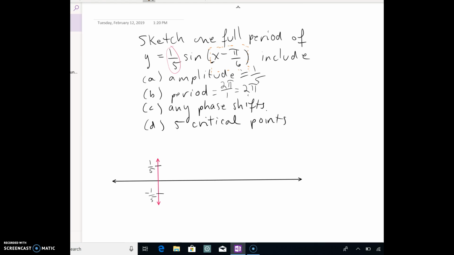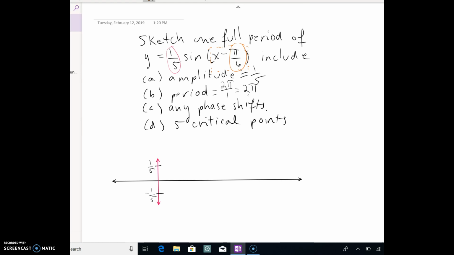So really what we're doing here is instead of starting at 0 and ending at 2 pi, now we're going to take that interval 0 to 2 pi and shift it to the right pi over 6 units. So our normal or natural starting point at 0 or natural ending point at 2 pi are now going to be shifted to the right pi over 6. And that's the information that it's giving us.